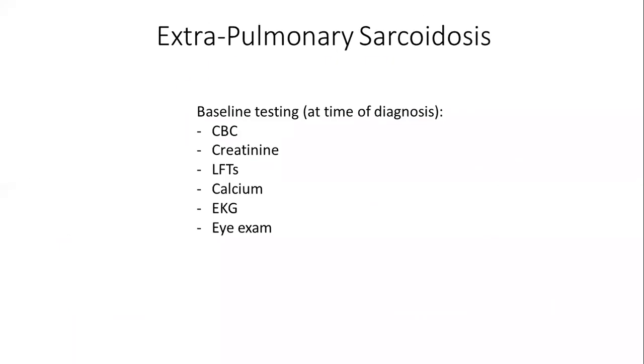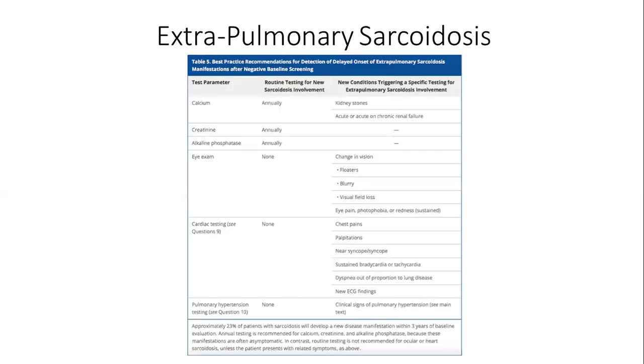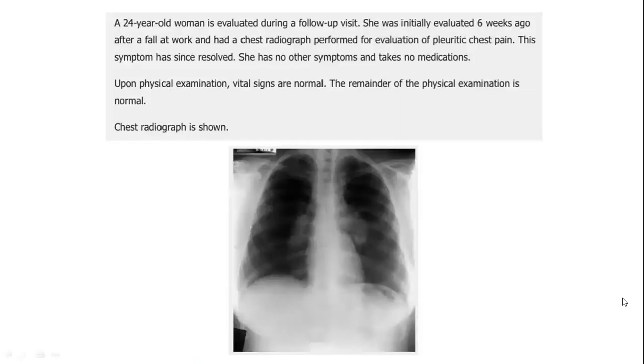To summarize these guidelines, if they haven't had it already, when they're diagnosed with sarcoid, they should have a CBC, creatinine, LFTs, calcium, an EKG, and an eye exam. If all that is normal, then there's criteria about what you should monitor every year. Basically, you need to monitor calcium, creatinine, and alk phos every year to look for signs of whether the sarcoidosis is affecting other organs. Then an eye exam or cardiac testing could be considered if there's a change in symptoms.